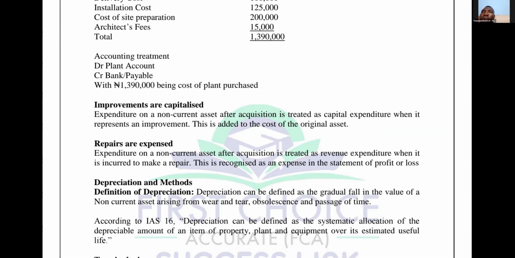Now, revenue expenditure is found under the statement of profit or loss account, while capital expenditure is found under the statement of financial position.